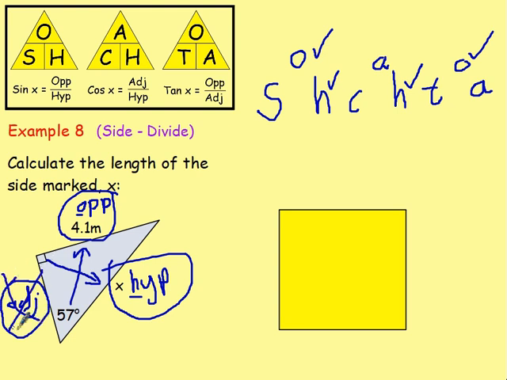So this has nothing to do with the adjacent. You'll see that SOH has 2 ticks, CAH has 1 tick, and TOA has 1 tick. We want to use a triangle with 2 ticks. So because it's SOH, it is going to be sine that we are using. So we think sine is the opposite divided by the hypotenuse.